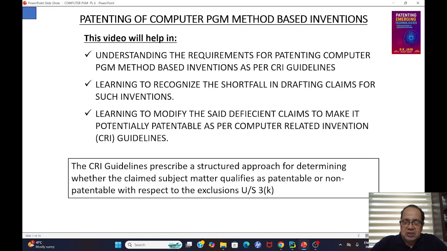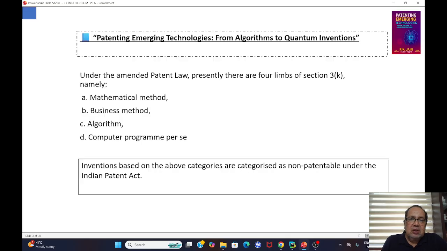The CRI guidelines, which have been recently issued by the Patent Office, provide a standardized format for examination of inventions based on these new emerging technologies. They provide a structured approach for determining whether a given invention and the specifications thereof are patentable or non-patentable with respect to section 3K. As you already would know, under section 3K, the following four categories: business method, mathematical method, algorithm, and computer program per se are termed as non-patentable.